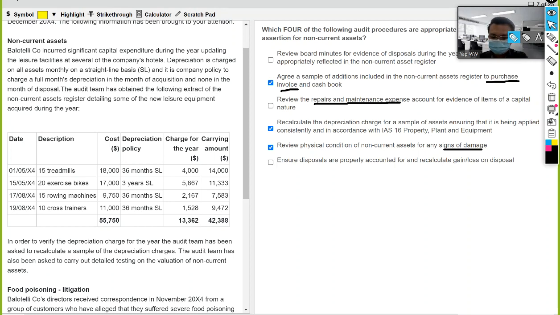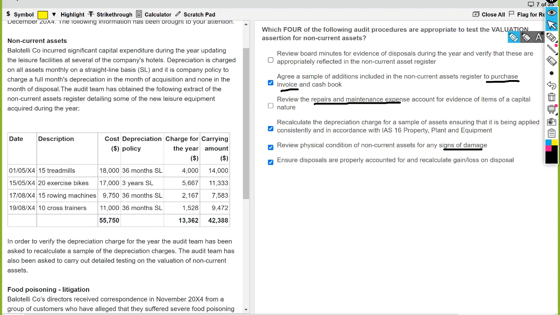Now, lastly, ensure disposals are properly accounted for and recalculate the gain or loss on disposal. This is also the answer. Ensure disposals are correctly accounted for means you have removed the assets from the ledger. Then the last one and the first one, are they the same? More or less the same, right?